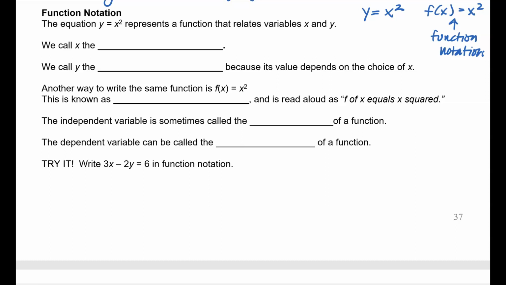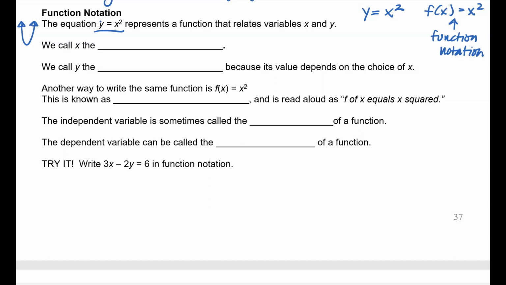So the equation y equals x squared represents a function. It has a graph that looks like this, so it passes the vertical line test, so we know it's a function. We talked about that above. And it relates variables x and y. So we plug in an x and we get a y value out.